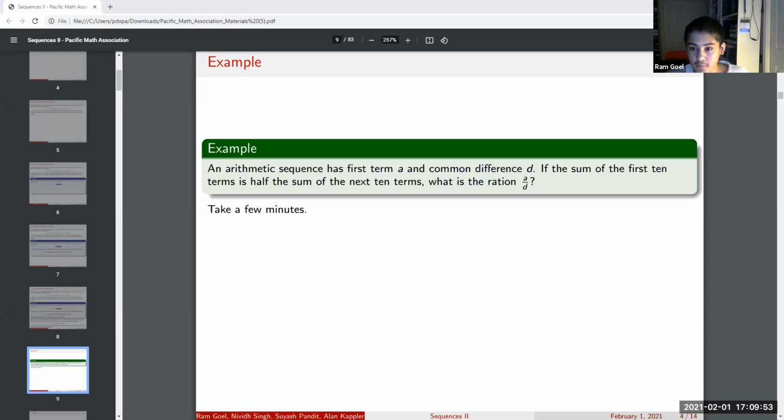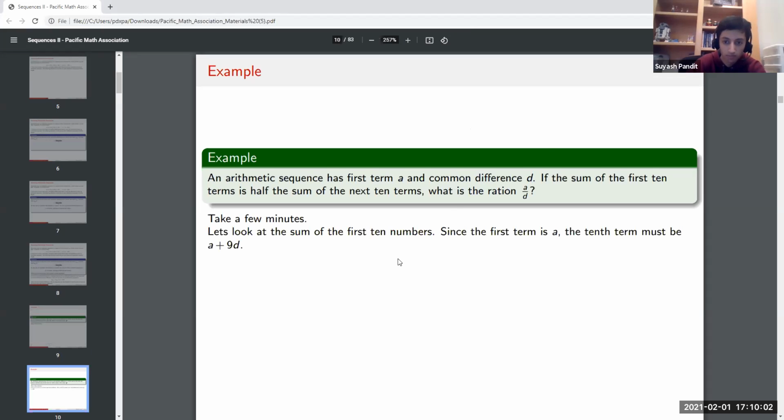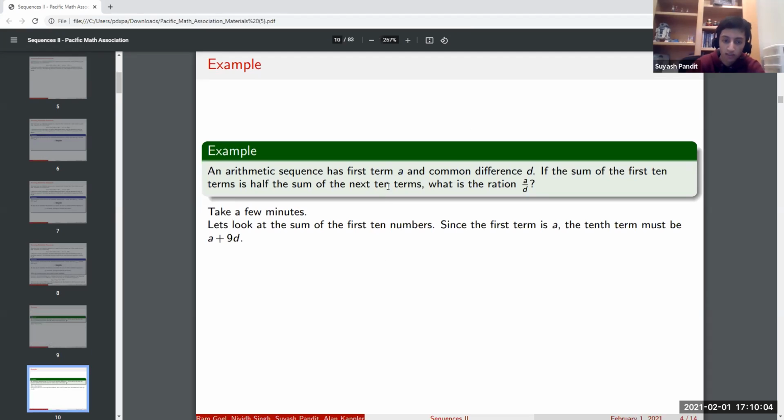All right, I've gotten quite a few responses, so let's go through the walkthrough. I'll go through this slowly. I know there are some people who are still trying to figure this one out. So let's look at the first 10 numbers. The first term is A, and the 10th term is A plus 9D. Remember, it's A plus 0D, A plus 1D, all the way to A plus 9D.